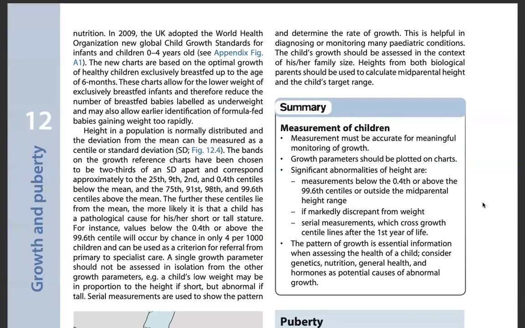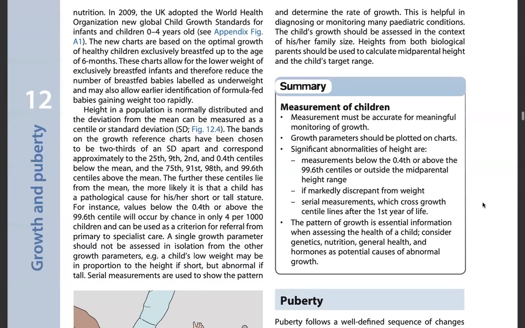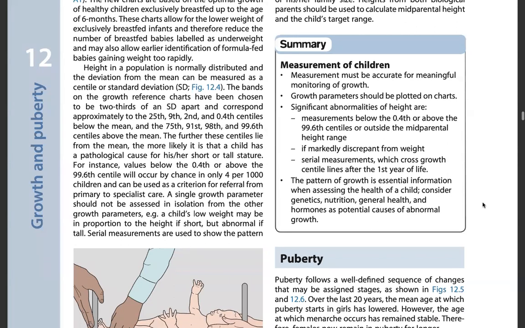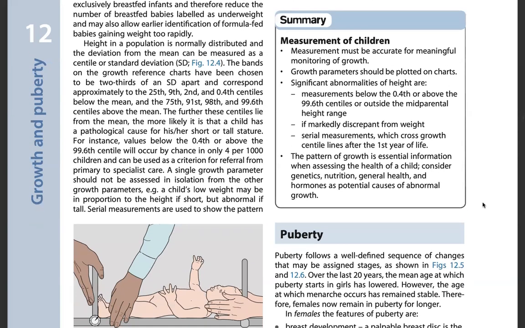Now, the summary of measurement of children. Measurements must be accurate for meaningful monitoring of growth. Growth parameters should be plotted on charts. Significant abnormalities include height or measurement below the 0.4 or above the 99.6 centile, outside the mid-parental height range, markedly discrepant from weight, or serial measurements which cross growth centile lines after the first year of life. The pattern of growth is essential information when assessing the health of a child. Consider genetics, nutrition, general health, and hormones as potential causes of abnormal growth.